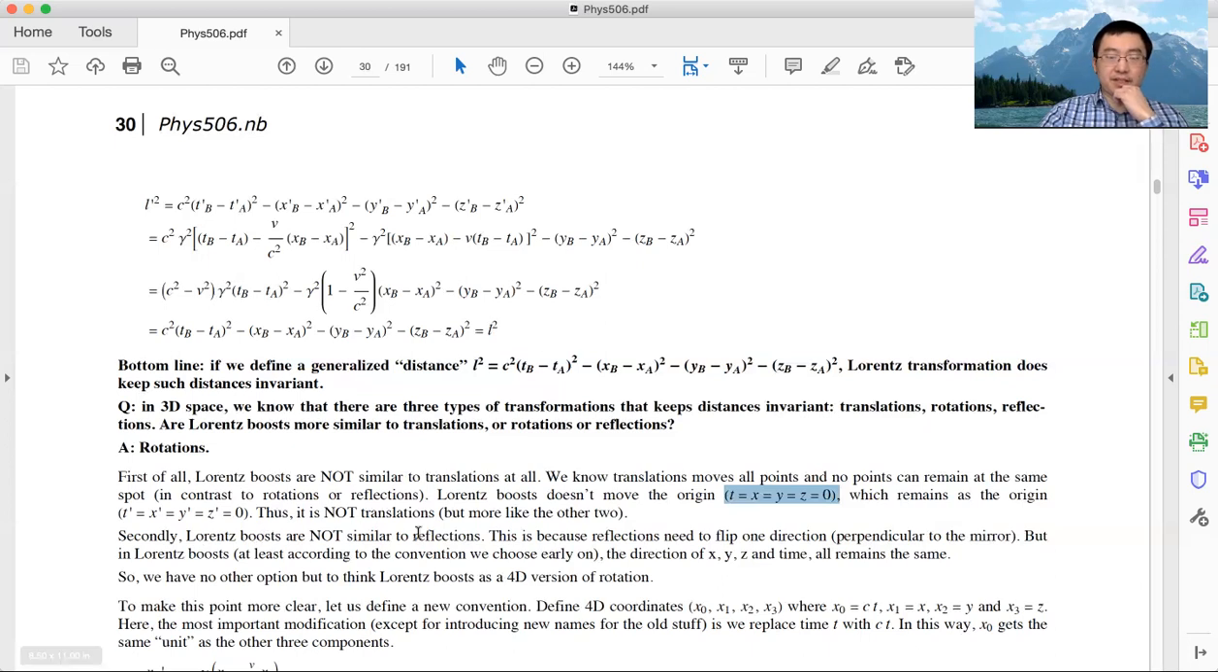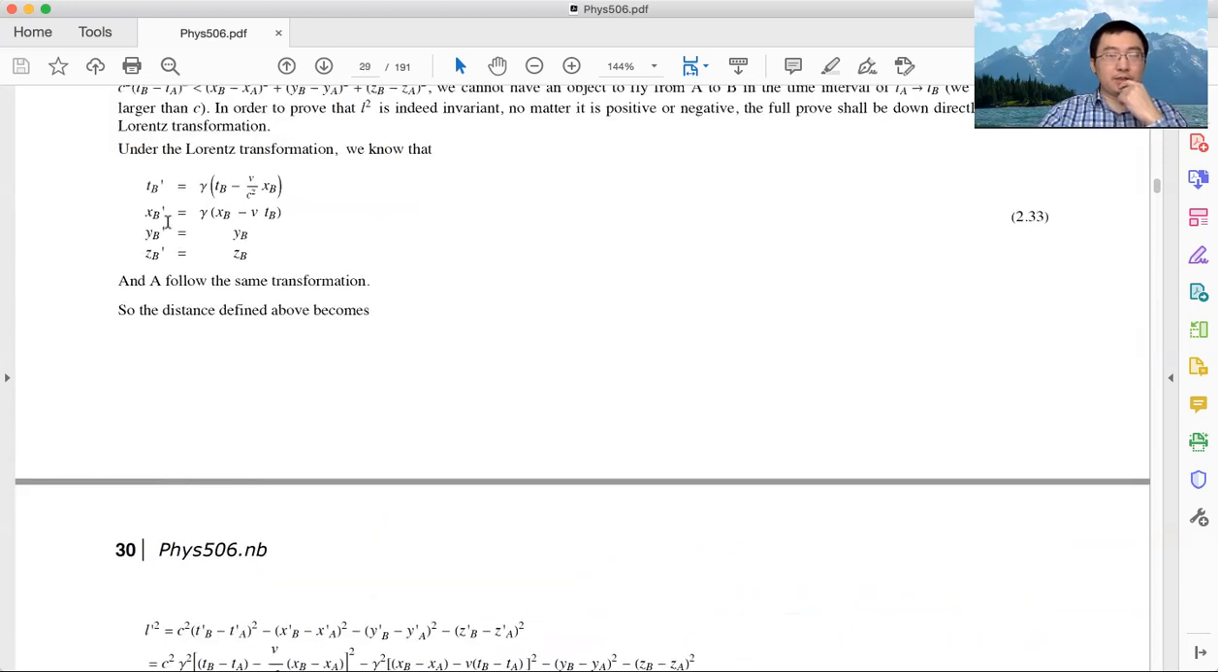And Lorentz boost is not a reflection either. Because for a mirror reflection, you need to flip the direction of some axis. But if we look at the Lorentz transformation, T prime and T have the same sign. You didn't flip the direction. You didn't use a minus sign to flip the direction of T.